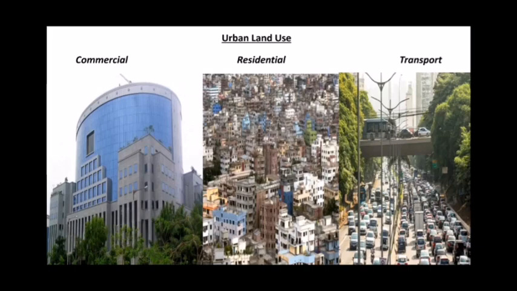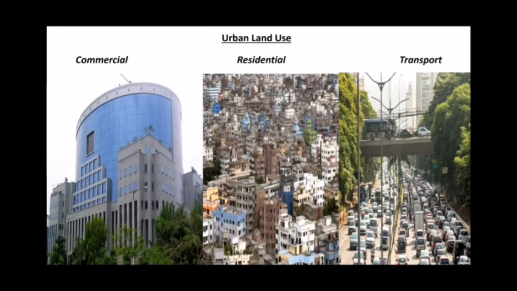Next is the residential use. Now, children, you, me, and all the people staying in the cities, we all stay in this land use. Here the main land use is for the residential purpose, that is for staying or building of houses. There are various buildings, various societies that are built here. Since the population is more in urban areas, residential land has increased in the urban areas.